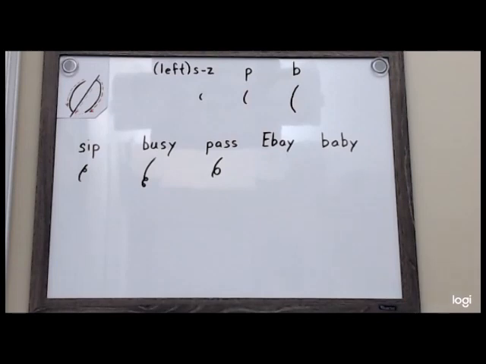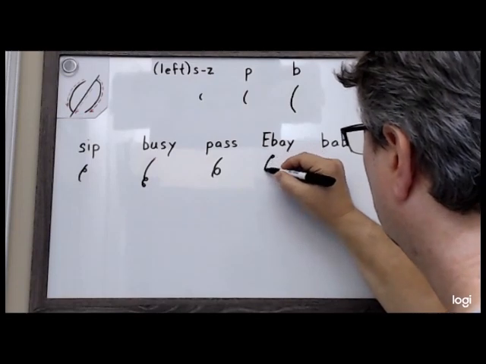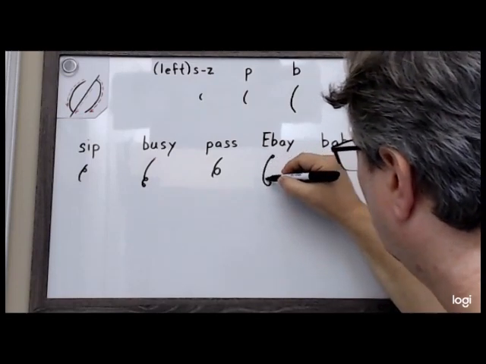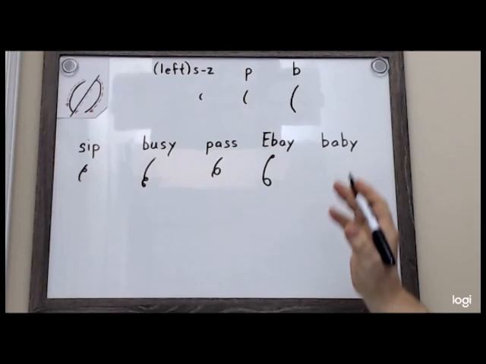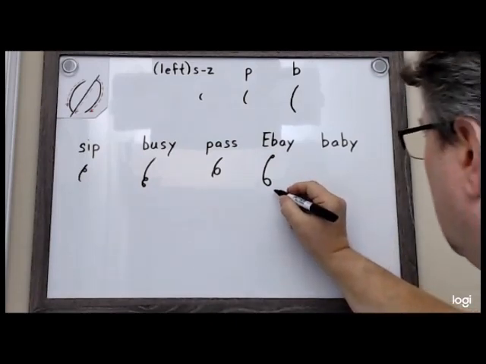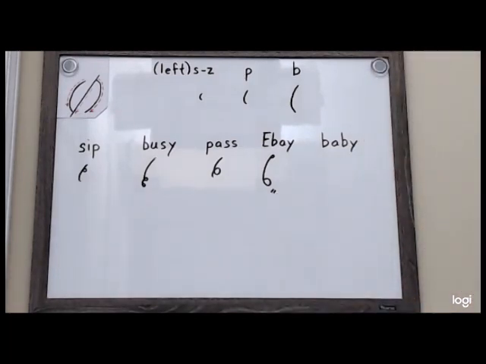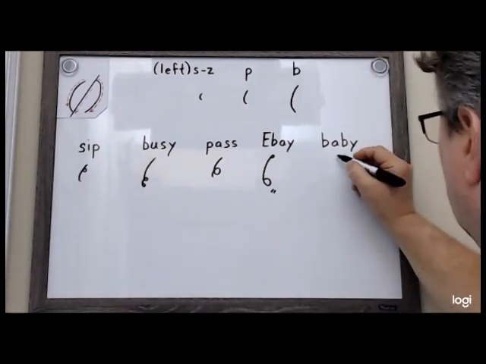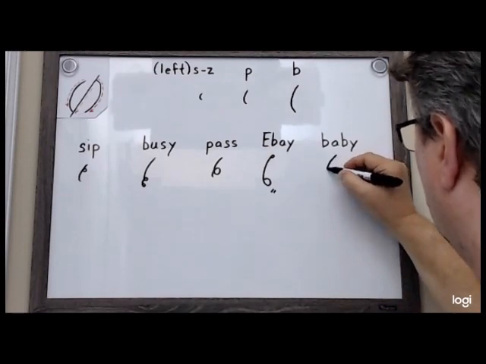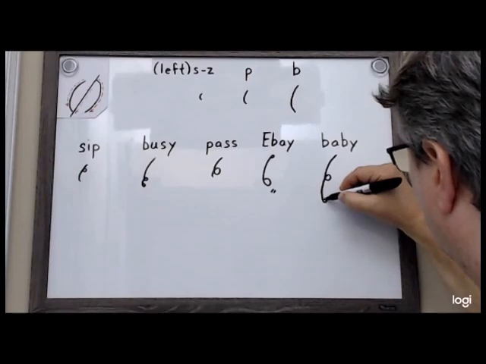The word eBay, notice this is capitalized. It will be E-B-A. And to show that a figure is capitalized, you will put these two tick marks underneath the figure. And the word baby is written as B-A-B-E.